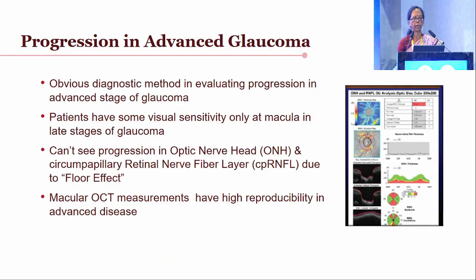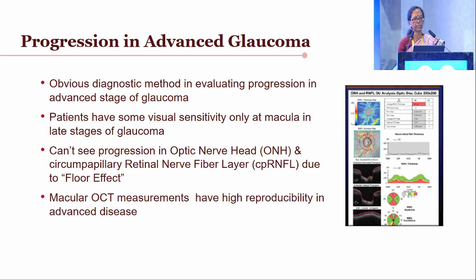cause paracentral defects. And moreover, progression in glaucoma we can judge better if we do the ganglion cell analysis, because after the thickness reaches the 40 micron level, there comes the floor effect in the retinal nerve fiber layer, and further decrease we cannot check by retinal nerve fiber layer analysis, whereas ganglion cell analysis works till a later stage. So in advanced glaucoma, it is very helpful to know the progression. And macular OCT measurements have high reproducibility in the advanced stage also; they do not vary much.